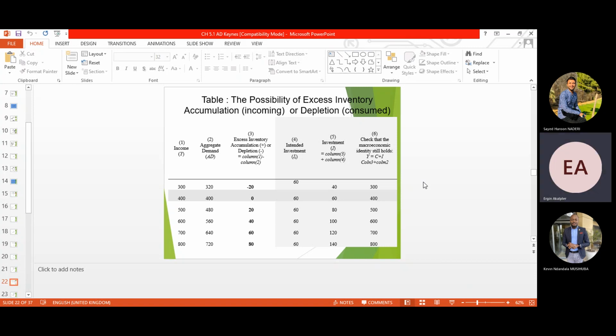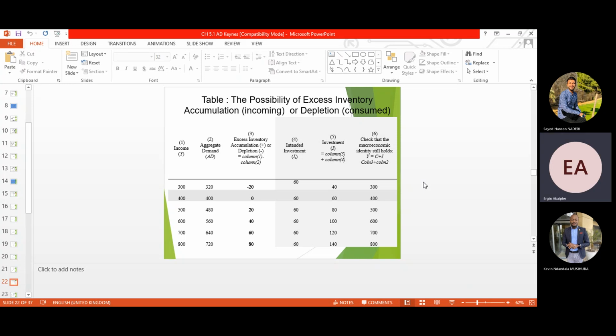The investment here again is column 3 plus column 4. Then you are going to add 3 and 4 together. Then -20 plus 60 will give you 40. 0 plus 60 will give you 60. 20 plus 60 will give you 80. And it goes like this.